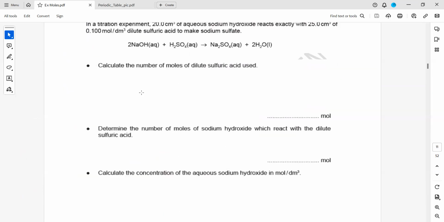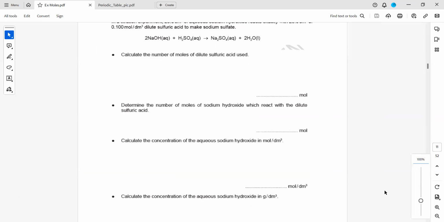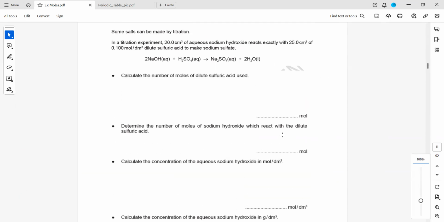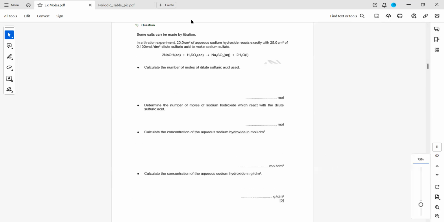Question 9. In a titration experiment, we have 20 cm cube of sodium hydroxide, which reacts with 25 cm cube of 0.1 mole per dm cube sulfuric acid to form sodium sulfate.